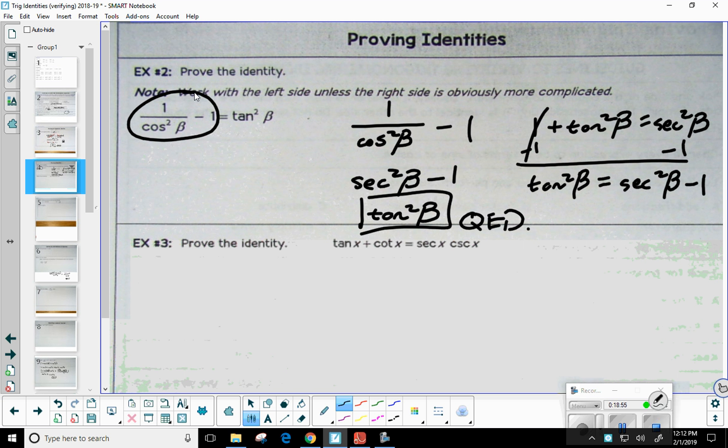Okay, well, let's take a look at another one. Example 3. Prove the identity. So tangent of x plus cotangent of x equals secant of x cosecant of x. This one, we can start with either side, and we should be able to get to the other. The thing is, what can we do first? Do we have an idea for the left or the right? You want to use the right? We can do that.